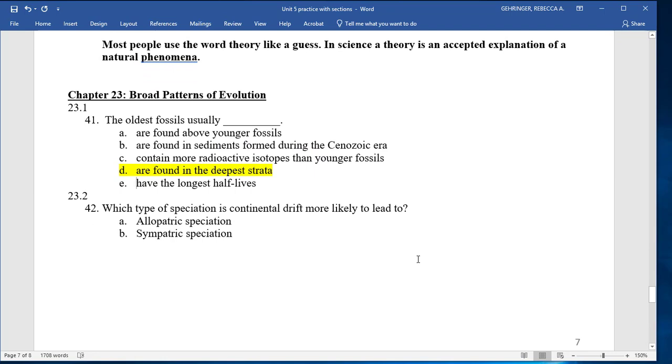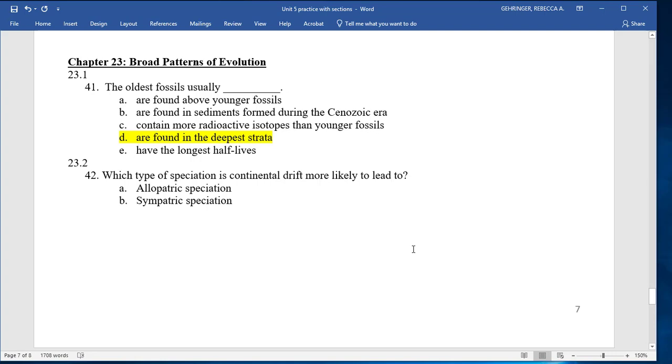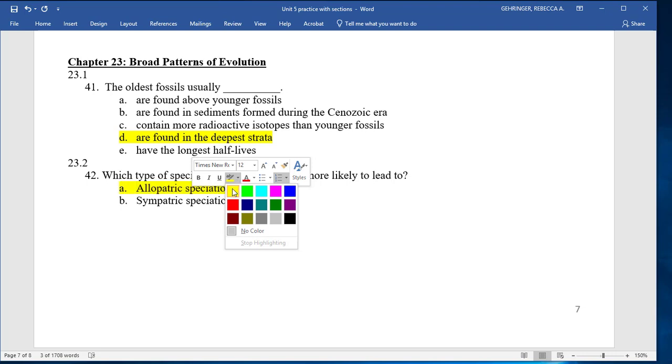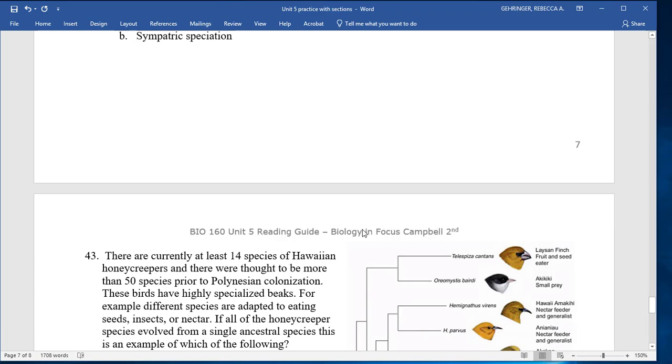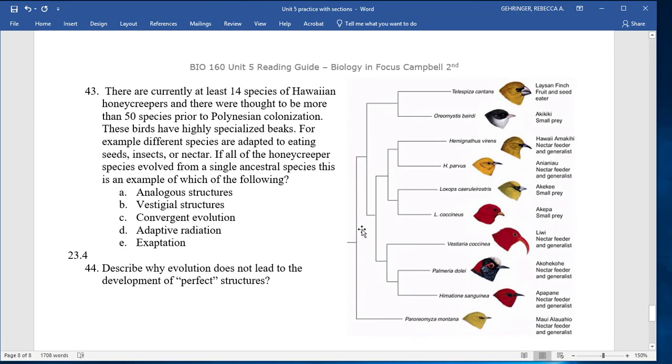Continental drift. What is continental drift? Right? That's the movement of the bodies of, or not bodies of water. That's movements of land bodies, right? So, continental drift could create mountains. We could separate land masses. So, which one is the type of speciation with a geographic barrier? Allopatric speciation. So, continental drift is most likely to lead to allopatric speciation. Oh, I thought we made it, but we don't. We're almost done. We're gonna make it.